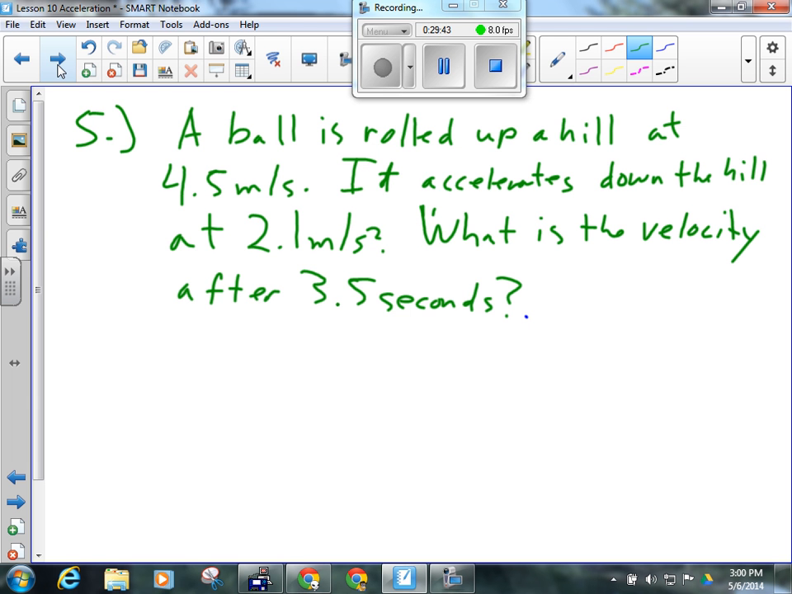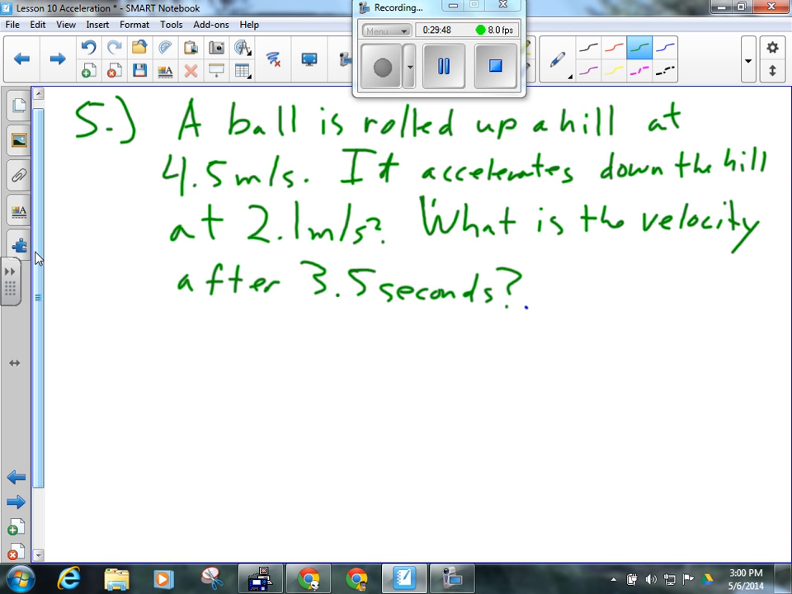I've had a question like this on pretty much every unit exam ever. So a ball is rolled up a hill at 4.5 meters per second. If you roll something up a hill, as soon as it leaves your hand, which way is it accelerating? Down the hill. So it's important to read a question carefully. So we know VI is, we'll say, positive 4.5 meters per second. It accelerates down the hill at 2.1 meters per second squared, so that means negative 2.1 meters per second squared. What is the velocity after 3.5 seconds?